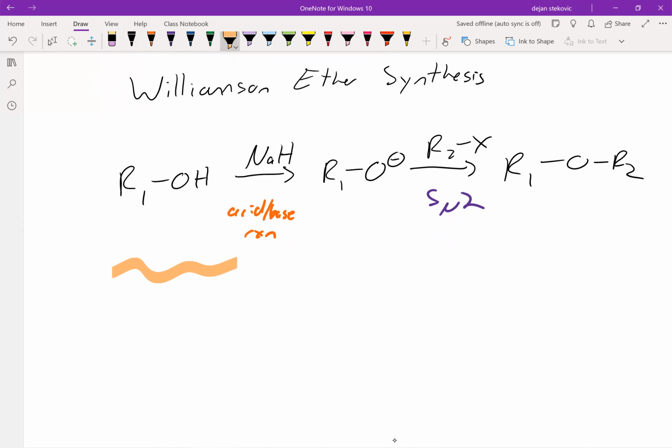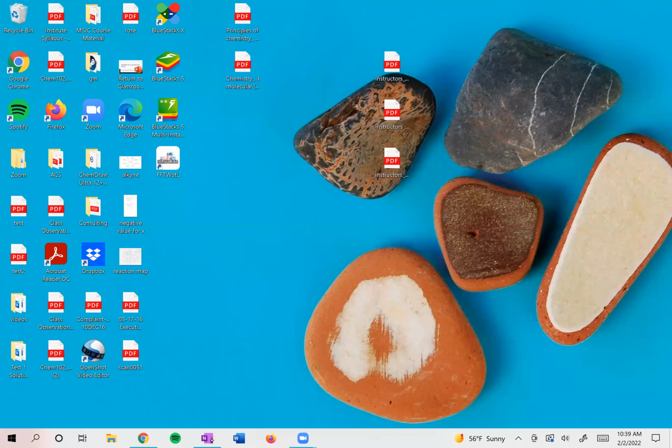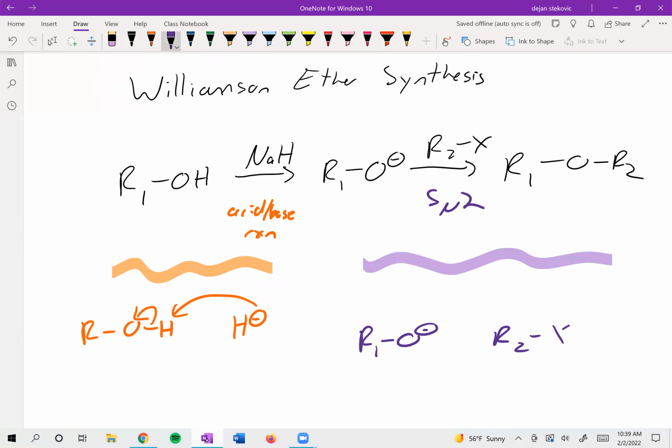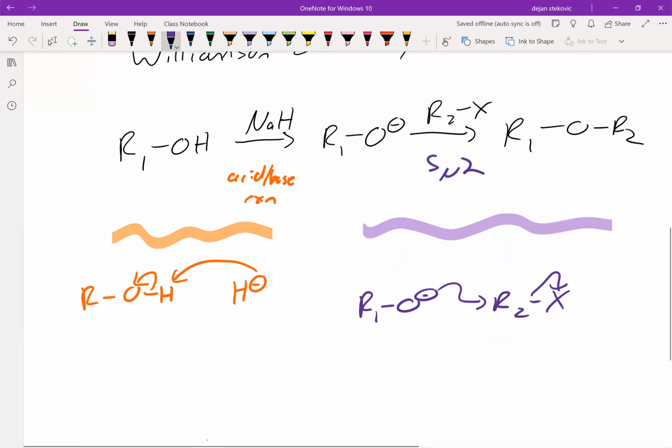So in terms of this acid-base reaction, what we're thinking about is this. We have our hydride, our H minus, picks up this H plus, and then leaves you with this O minus. And then, of course, for this SN2 process, we have our R1O minus, and then we have our R2X. And we just do a backside attack, an SN2 reaction, to get to our final product.